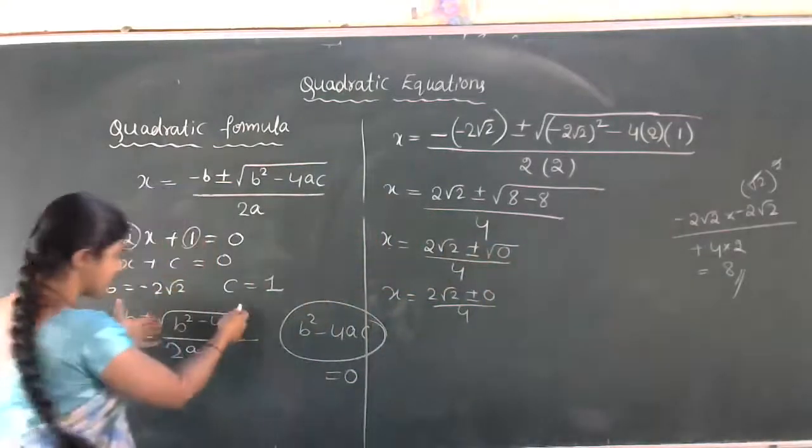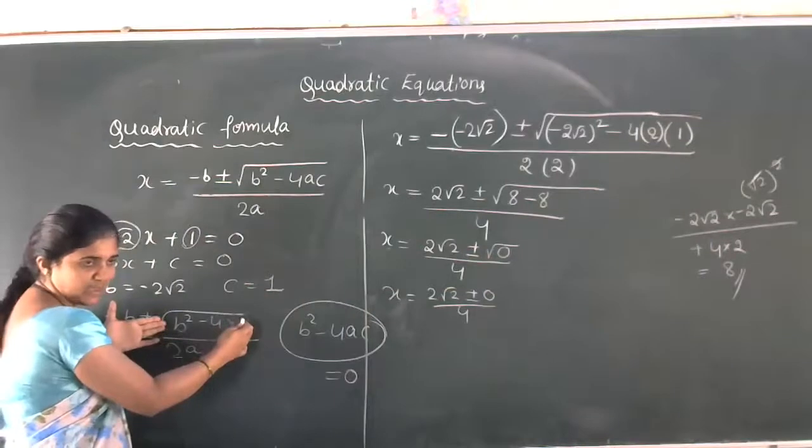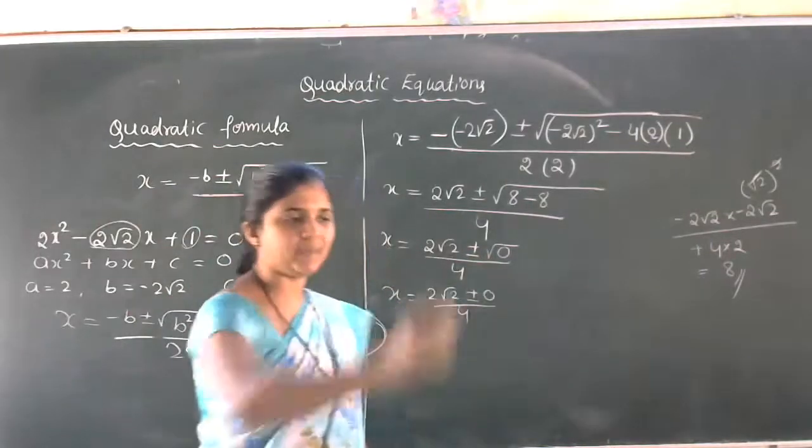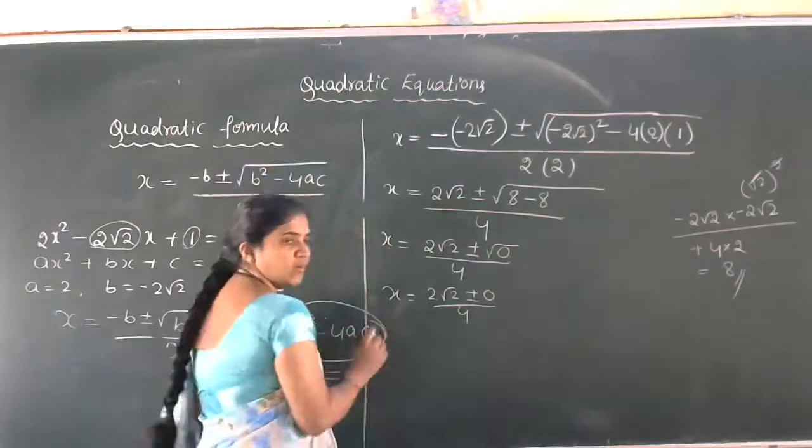Where is that b square minus 4ac? Here, inside the square root. If you get 0, then whatever roots you get will be the same repeated roots. How? You just see.